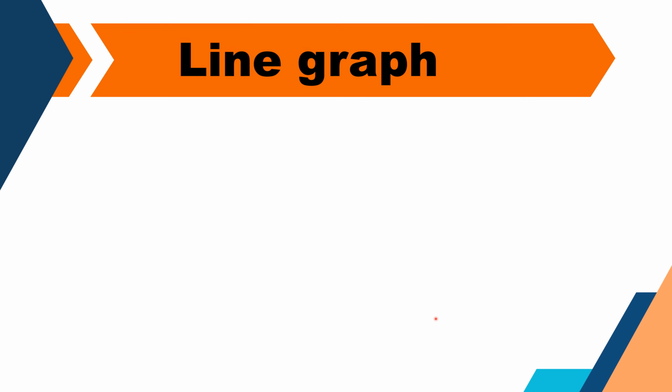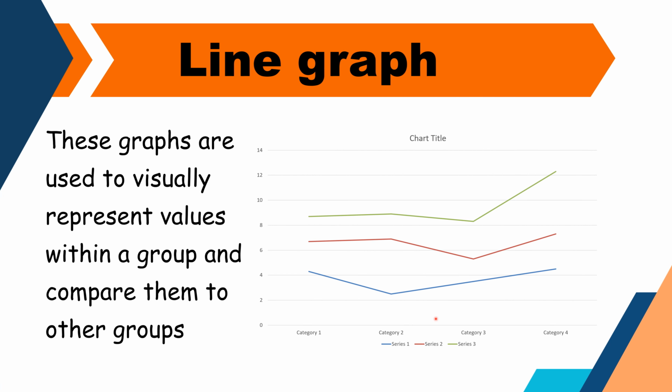Line graph. This is an example of a line graph. These graphs are used to visually represent values within a group and compare them to other groups. This is an example of a line graph, and I will show you how I create this using the same data.